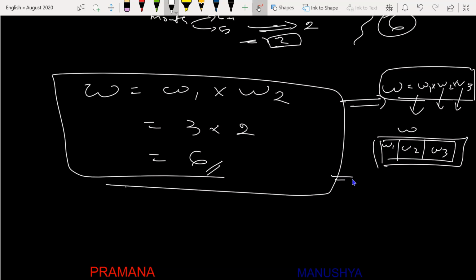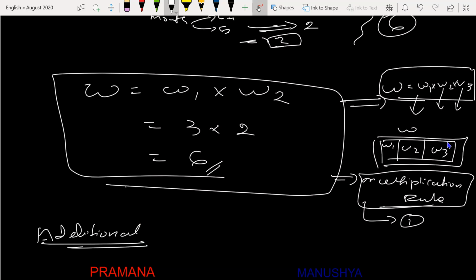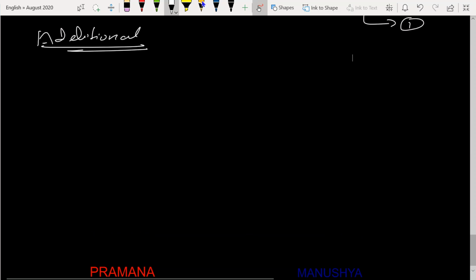This rule is generally called the multiplication rule. It is a very important concept, my dear friends. Multiplication rule is the first rule, and the second rule is the addition rule. Generally they call them by simple names like this. But while attempting competitive exams, there is no need of knowing the names, but you should understand the concept thoroughly.